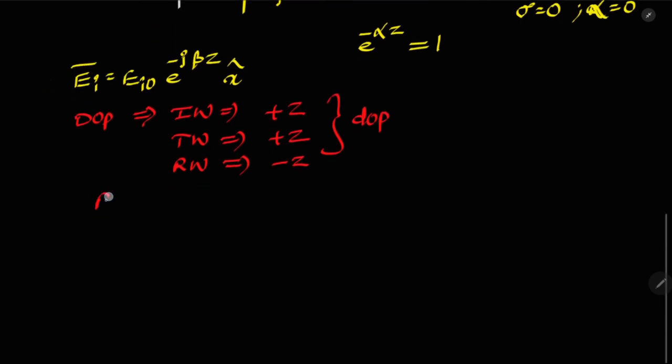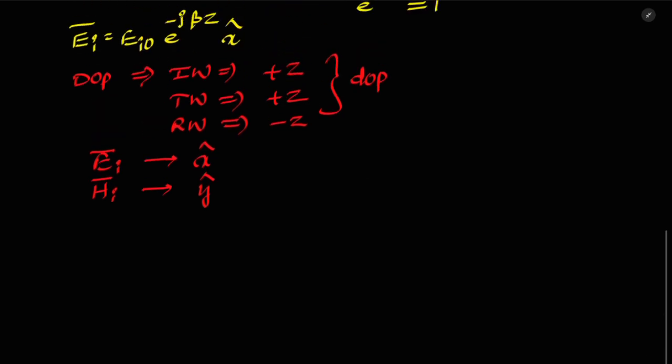Then I'm assuming that the electric field is oriented in the x direction and the magnetic field is oriented in the y direction for the incident wave, so I'm taking suffix i. The orientations of the electric and magnetic fields are x cap and y cap respectively, and the direction of propagation is positive z, so I'm satisfying all the conditions of a transverse electromagnetic wave. Now I will draw the diagram, then we can understand the orientations of the electric and magnetic fields for the reflected and transmitted waves also.